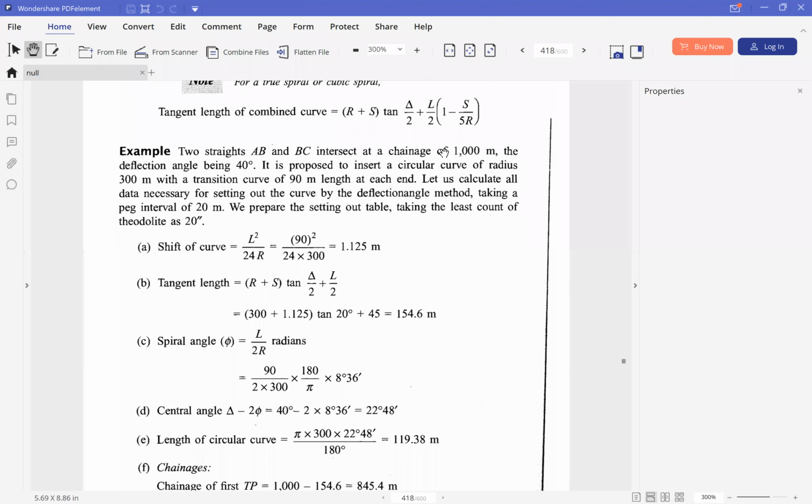Let us calculate all the necessary data for setting out the curve by the deflection angle method, taking a peg interval of 20 meters, right? We prepare the setting out table, taking the least count of the theodolite as 20 seconds. I hope this least count thing and the setting out table should be clear to you already. So just going through the steps, the first step is to calculate the length of the transition curve, but that is already given to us, so we can skip that part.